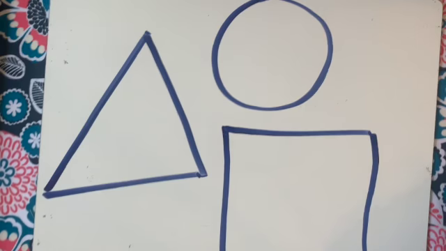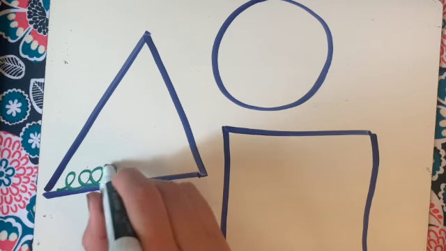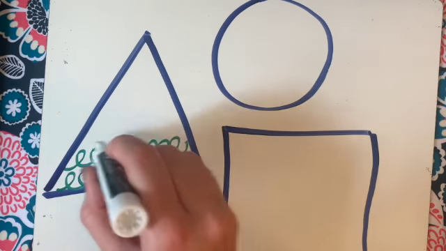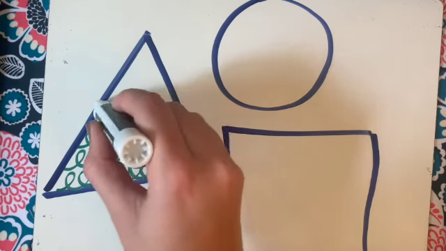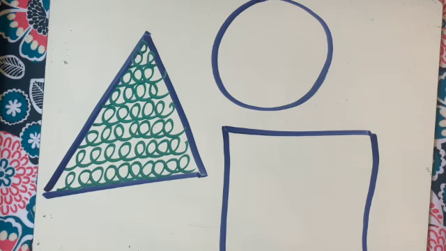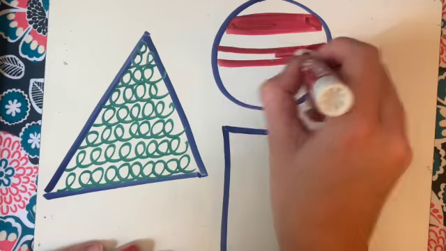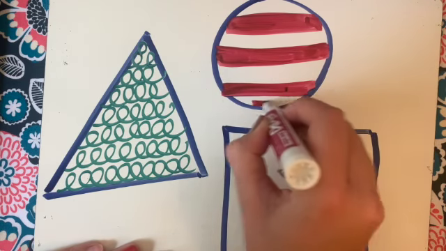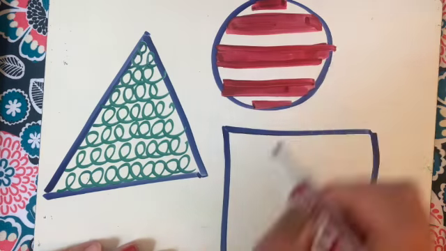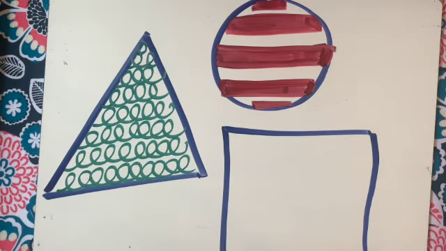of line. I'm going to fill my triangle with curly lines. I will fill my circle with thick lines. For my square, I'm going to make zigzag lines.